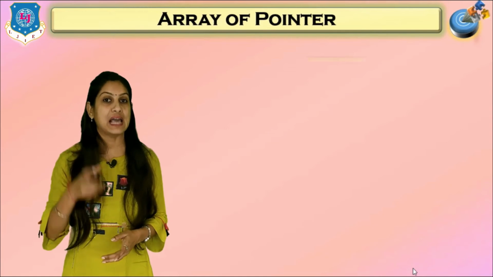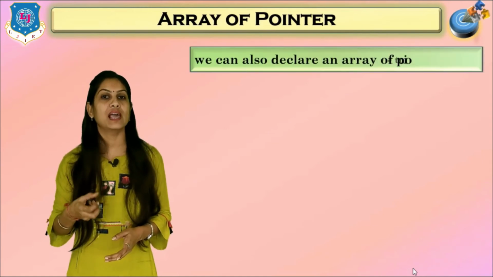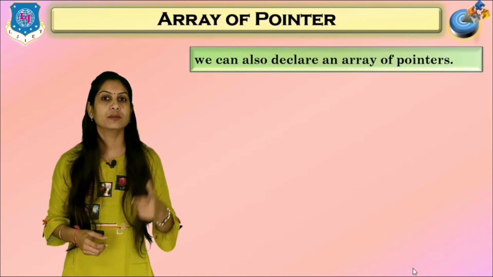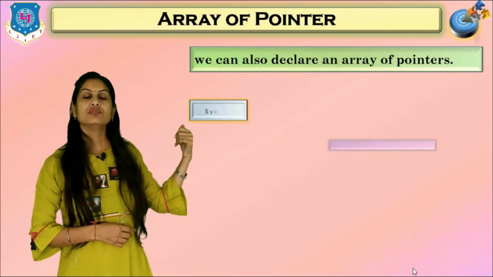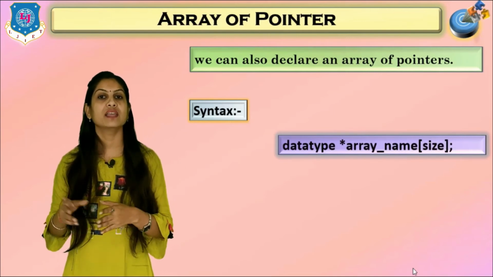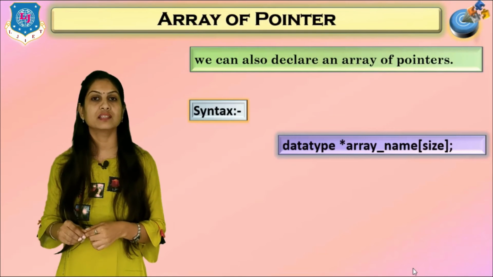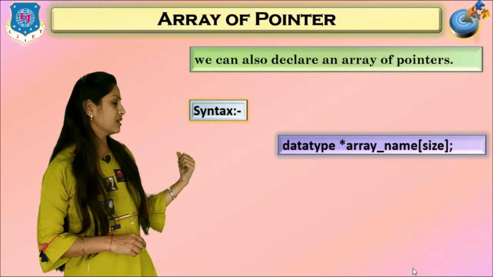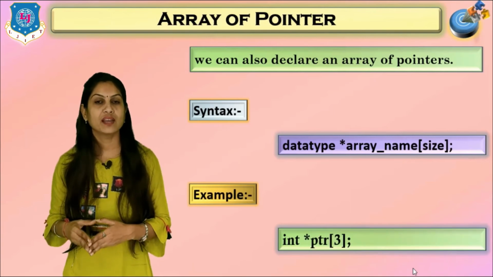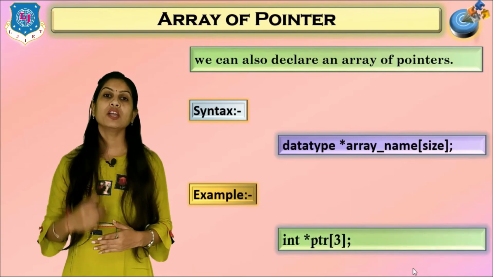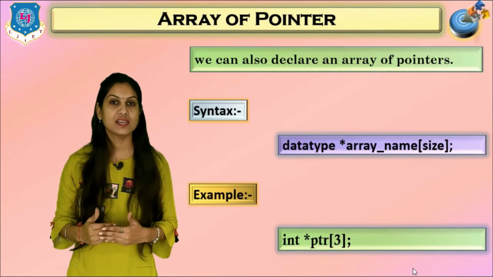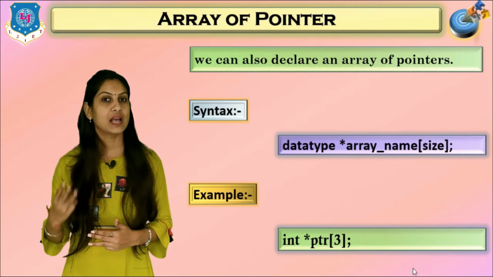Array of pointer: an array has some elements and all the elements are nothing but pointers. That is our definition, clear. So how can we write this? Using the syntax data type, then star, array name, and then specify the size in a square bracket. So here I am taking the example, that is int *ptr[3], and the meaning of this statement is what? Here ptr is nothing but one array having 3 pointer elements.